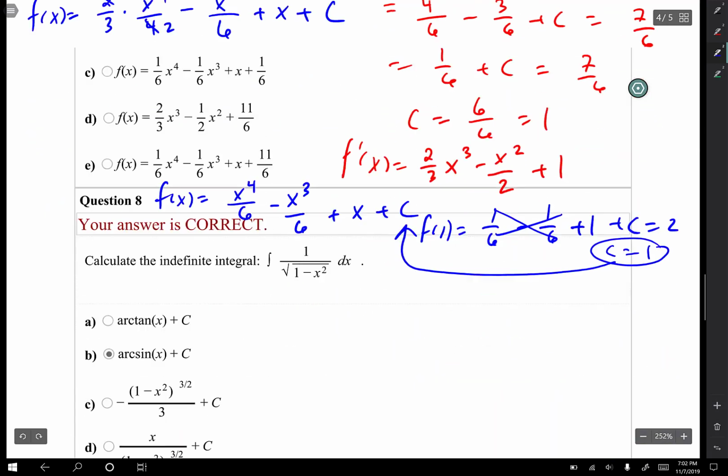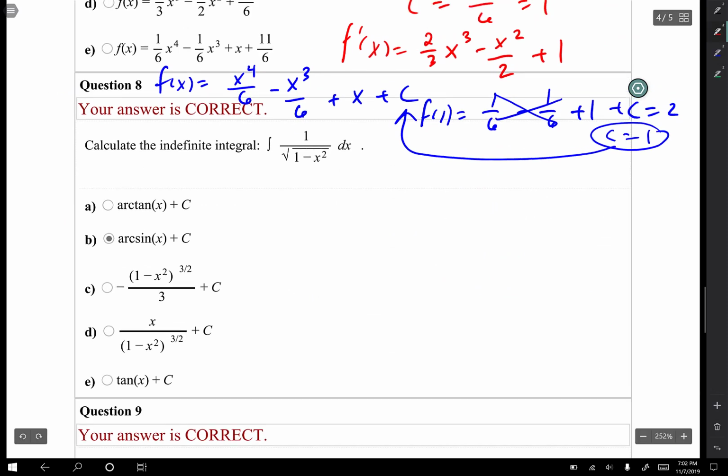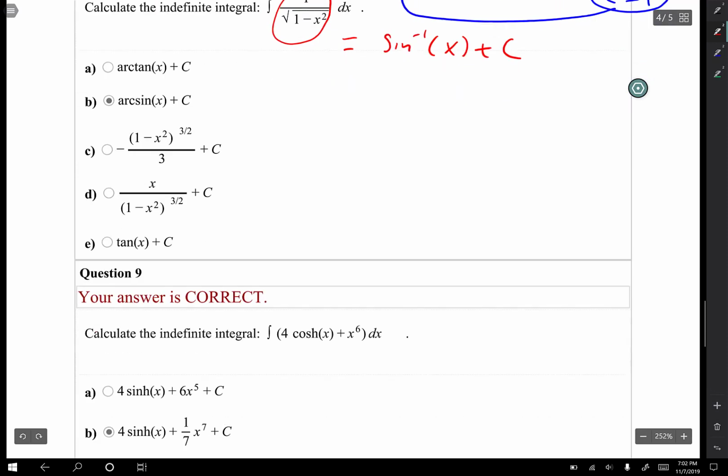All right, here we go. Next one. You just got to recognize it, guys. That one's a simple one. This whole shebang, the antiderivative of that is just arc sine. So arc sine of x plus c, and you're done. All right, let's go to the next one.